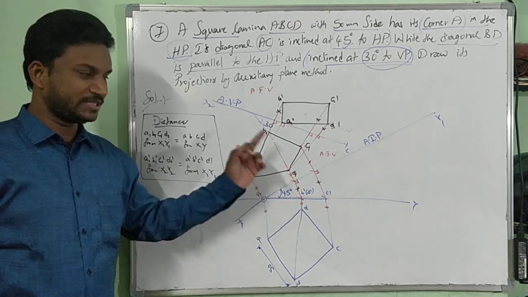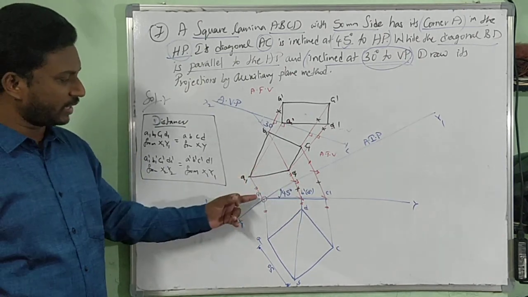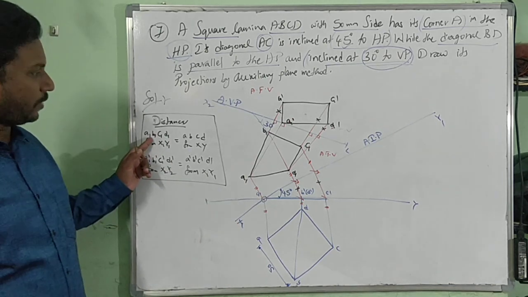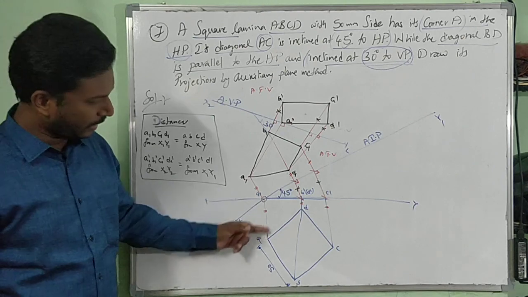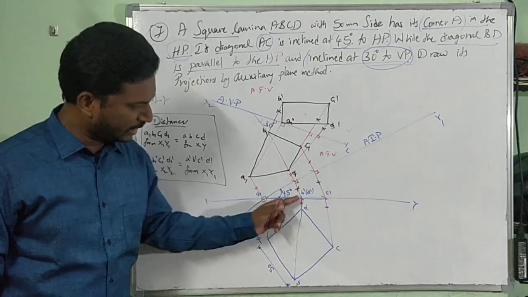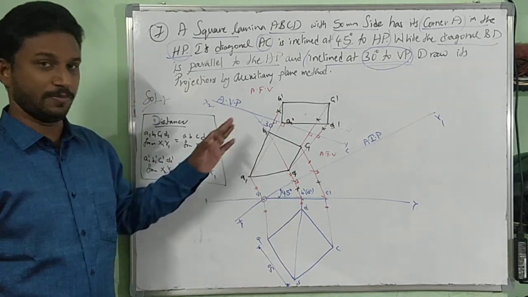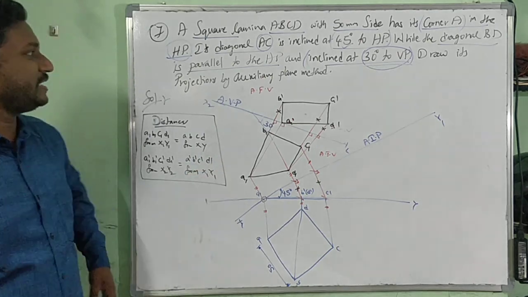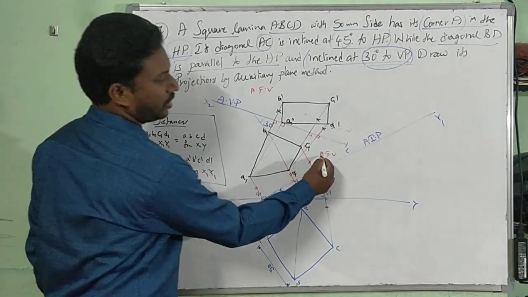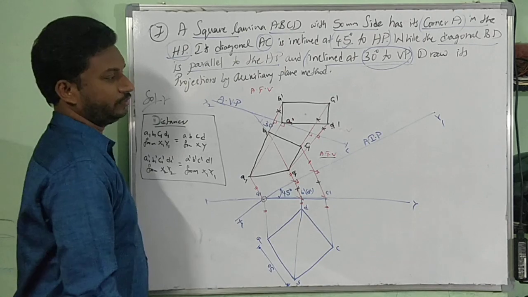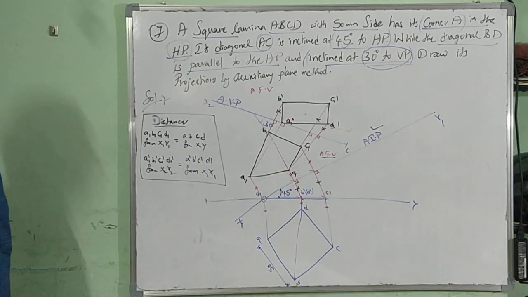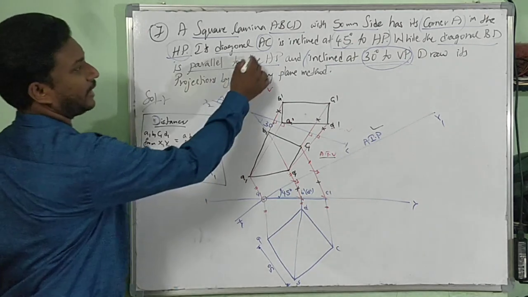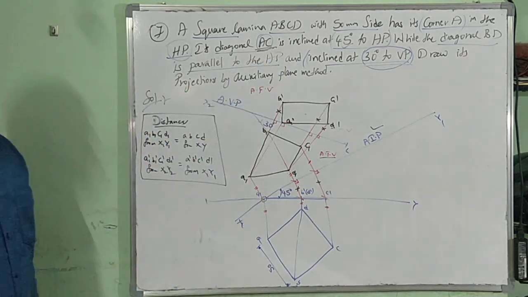After that, extend those lines from X1, Y1 for points A1, B1, C1, D1 of distance ABCD. We will get one shape where this is the projection which is called auxiliary top view, which we have achieved from auxiliary inclined plane. Right? This is with respect to the diagonal AC, remember, with respect to the diagonal AC.